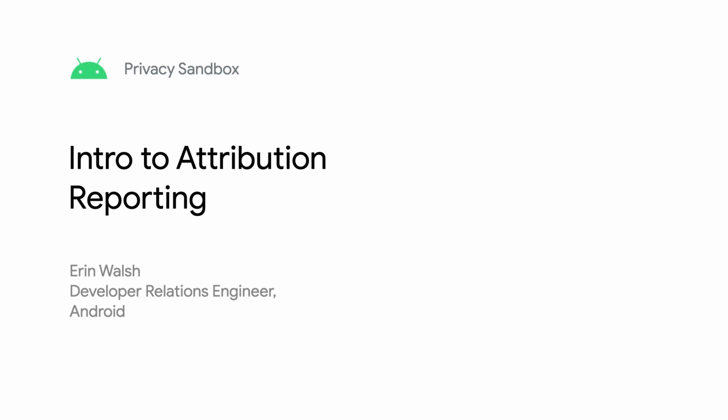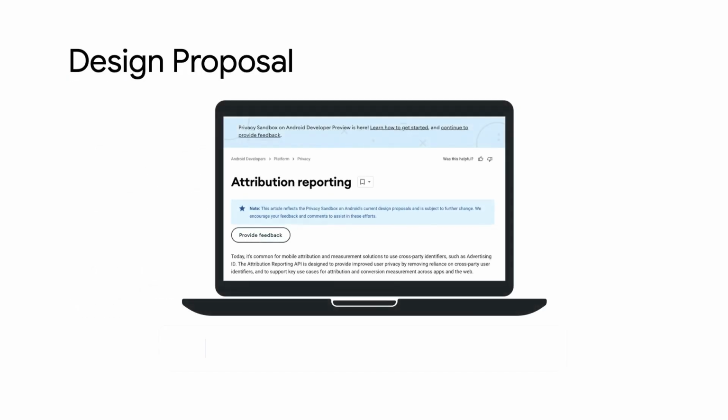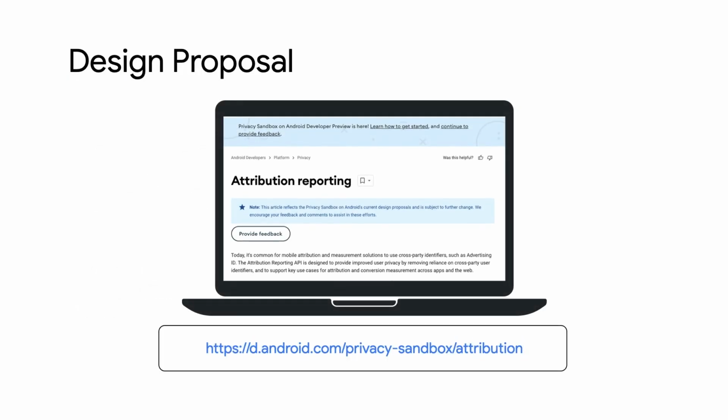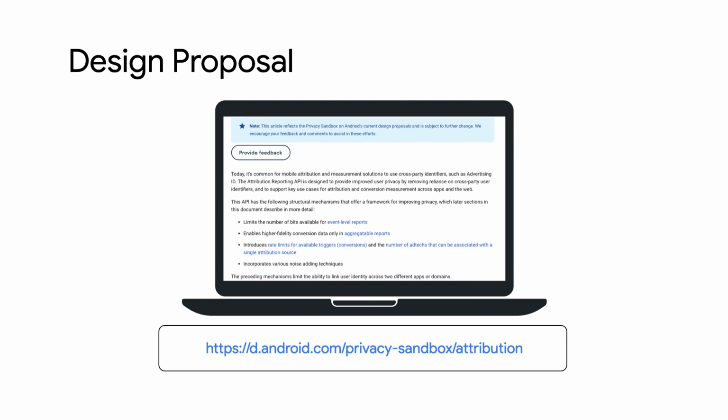In this video, I will show you how to get started with testing the Attribution Reporting API. Before watching this video, you should get familiar with the Attribution Reporting API by reading the design proposal, which is linked below in the video description. The design proposal provides an overview of the API and its uses.